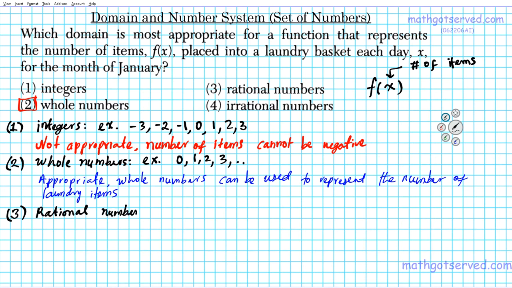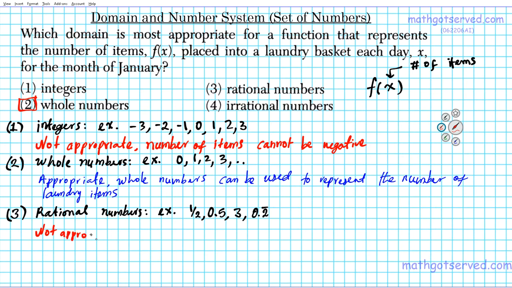Rational numbers are numbers that can be written as a quotient of 2 integers, terminating decimals, or repeating decimals. So for example, we have 1 over 2, 0.5, 3 is a rational number because you can write it as 3 over 1, 0.2 repeating. Okay. Is this appropriate? Certainly not.